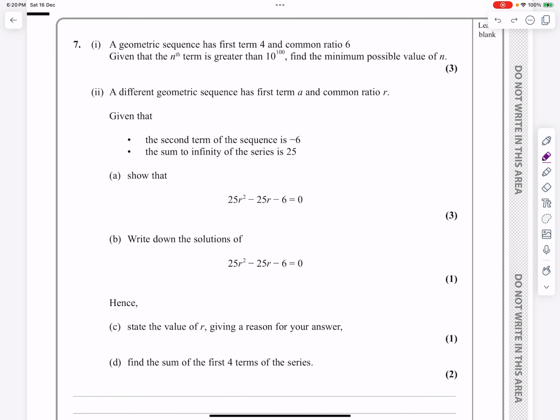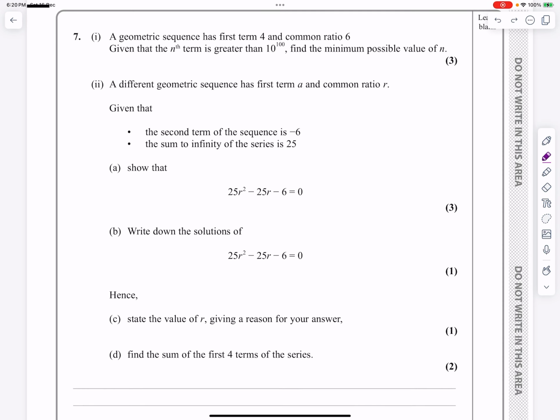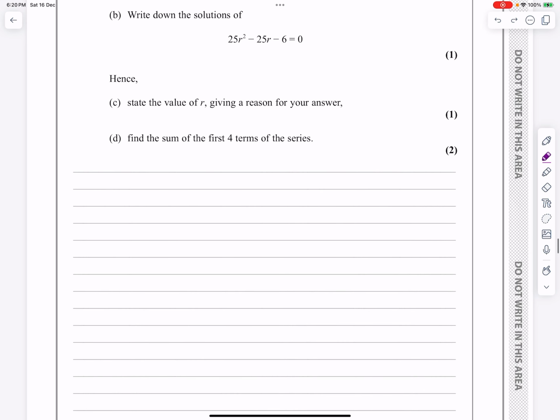Quite a few parts to this question. So the first part, part 1, says a geometric series has the first term a equals 4, common ratio r equals 6. Given that the nth term is greater than 10 to the power of 100, can we work out the smallest possible value of n? Yeah, I absolutely can do that. Let's make a start then, part 1.